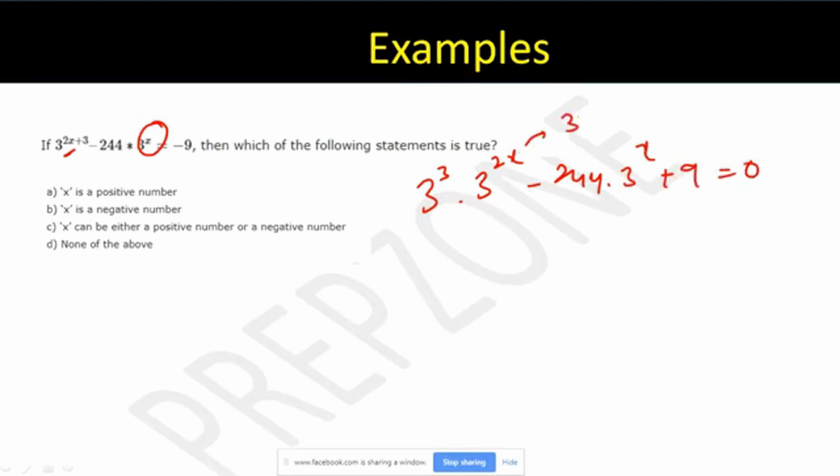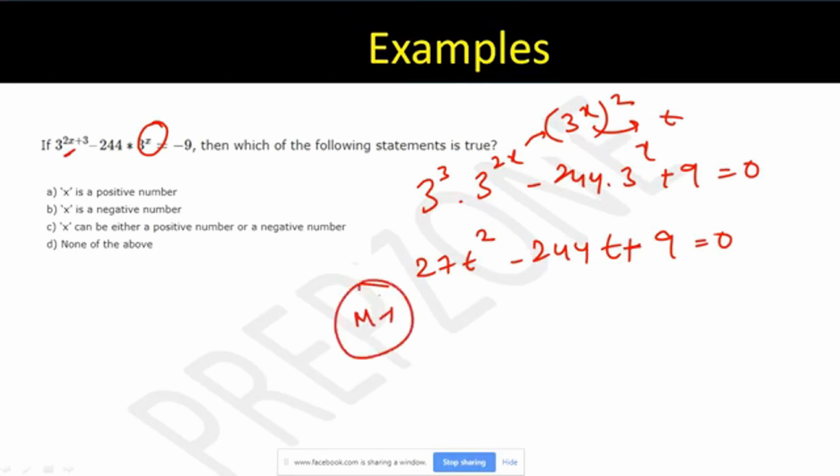Now I know what 3 to the power 2x is: 3 to the power x into 2, right? So if I assume 3 to the power x is t, this becomes 27t square minus 244t plus 9 equals 0. Wow, I've just made a very simple quadratic equation. I just have to find t, then I'm done. Method 1. Let's calculate t. It's 27, here is 9, here is 244.